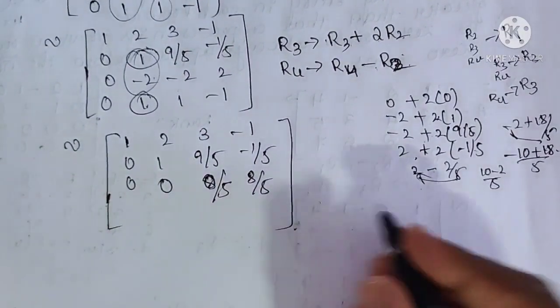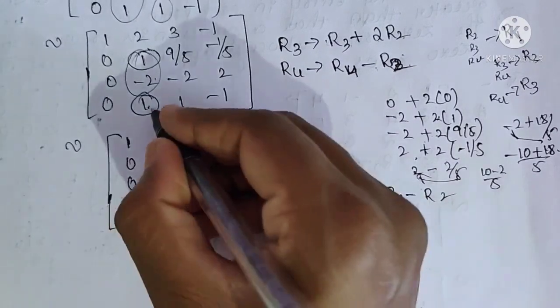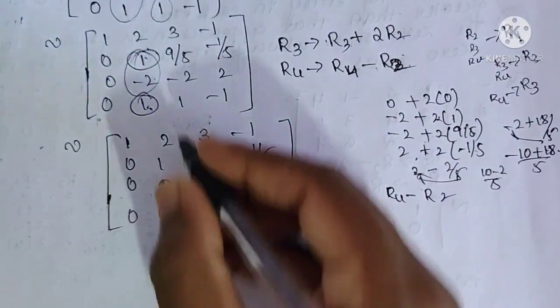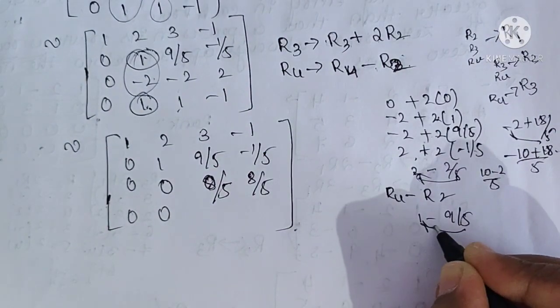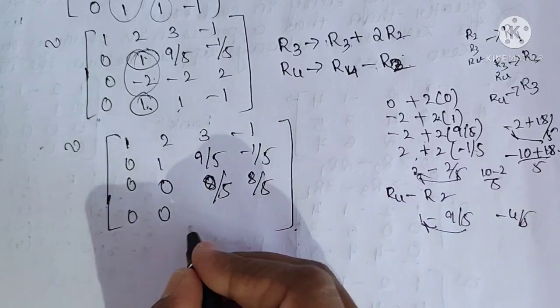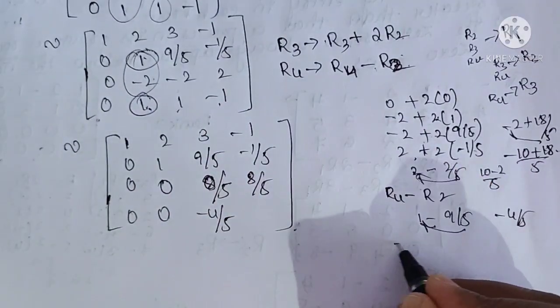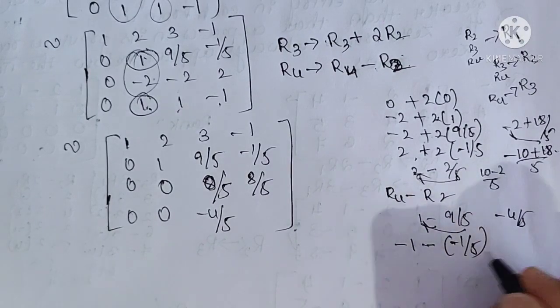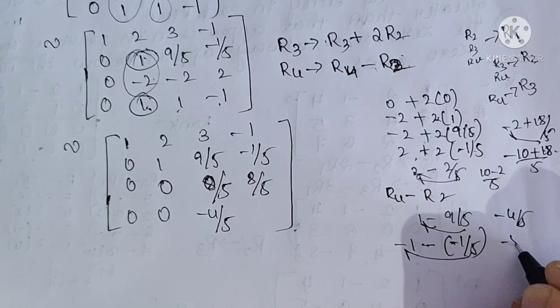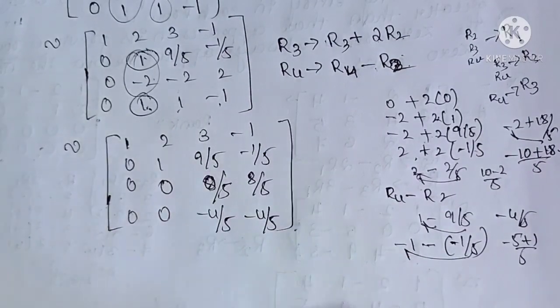Next transformation, row 4 minus row 2. 1 minus 1 is 0. 1 minus 9 by 5, 5 ones are 5 minus 4 by 5. Next, minus 1 minus of minus 1 by 5. Minus into minus is plus. 5 ones are 5, minus 5 plus 1 by 5, that is minus 4 by 5.